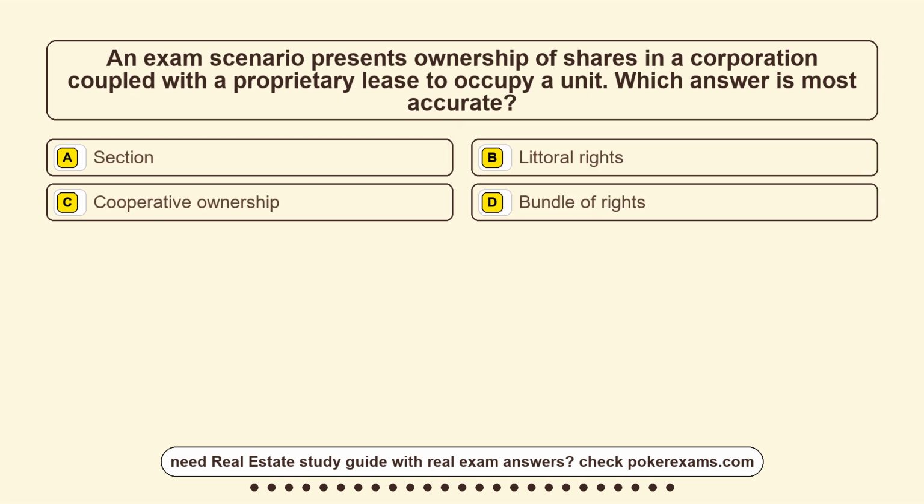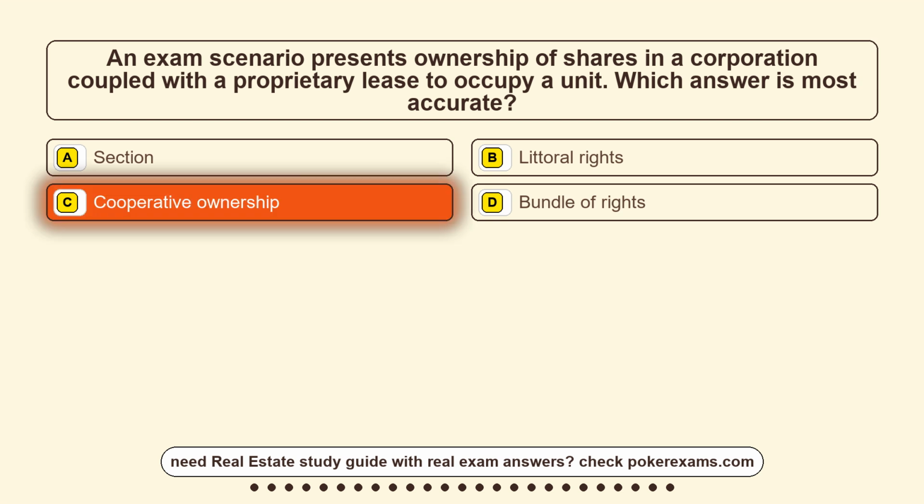Question 7. An exam scenario presents ownership of shares in a corporation coupled with a proprietary lease to occupy a unit. Which answer is most accurate? Option A, section. Option B, literal rights. Option C, cooperative ownership. Option D, bundle of rights. The correct answer is option C, cooperative ownership.